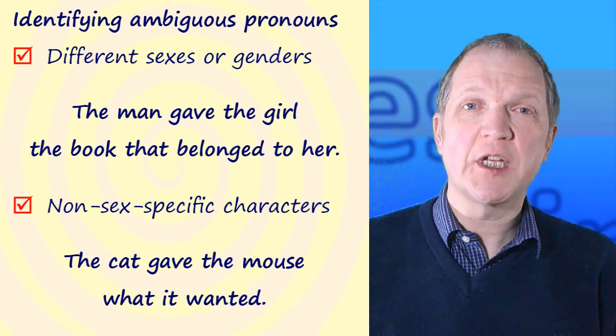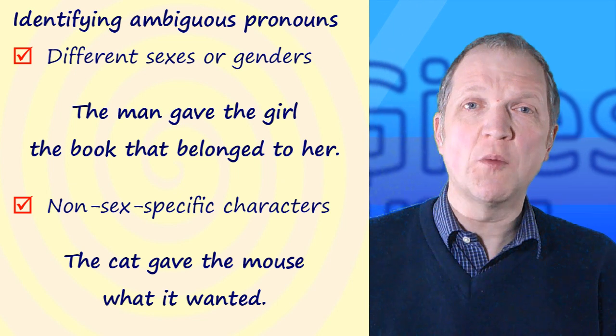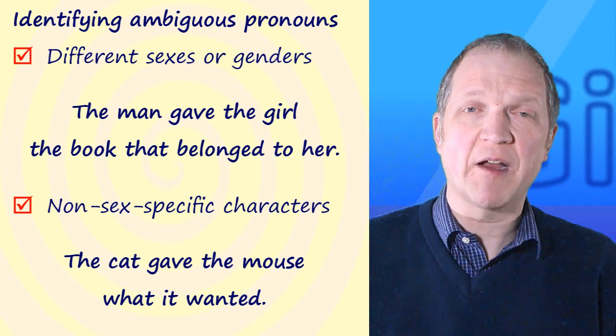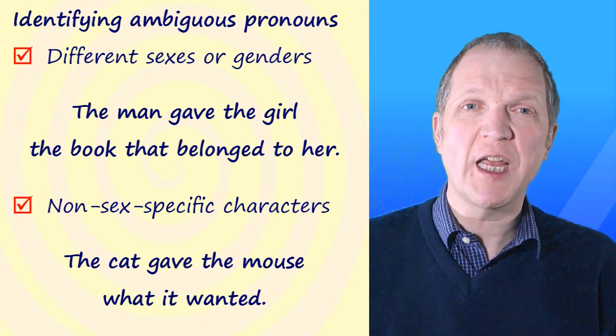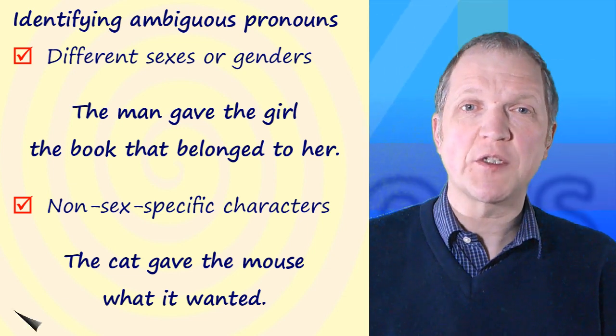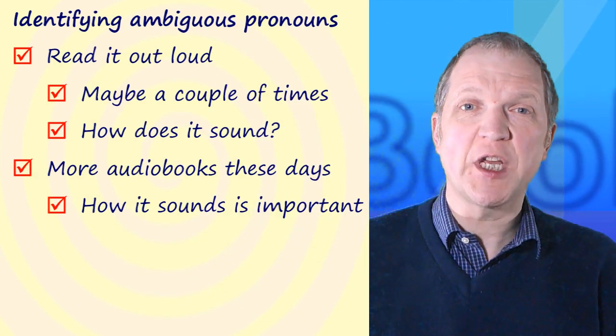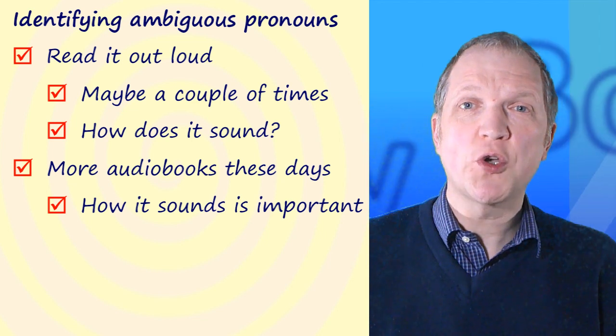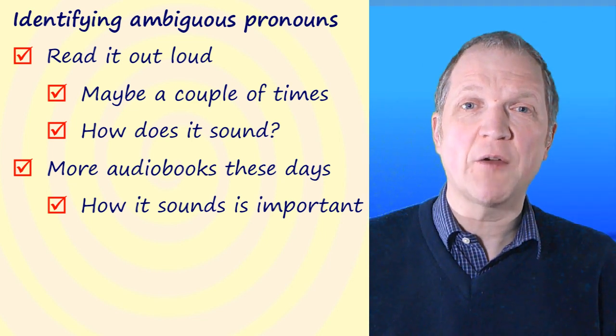Similarly, ambiguity can also occur if there are two or more non-sex specific characters or objects, for example a table and a tree, or a cat and a mouse. In the sentence, the cat gave the mouse what it wanted, does the "it" refer to the cat or to the mouse?